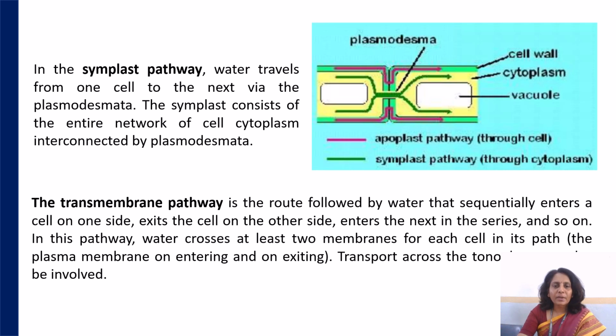The transmembrane pathway is a route followed by water that sequentially enters the cell on one side and exits the cell on the other side, enters the next in a series, and it goes on. In this pathway, water crosses at least two membranes for each cell in its path: the plasma membrane on entering and on exiting. Transport across the tonoplast is also involved.